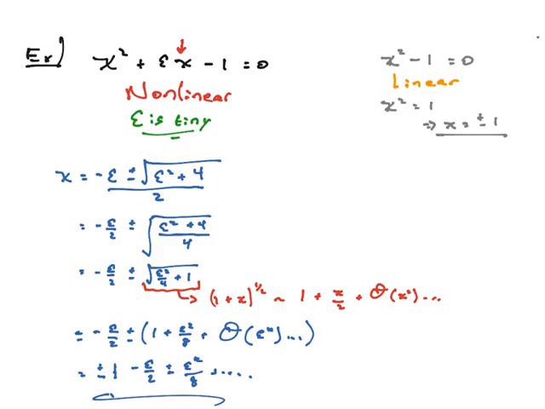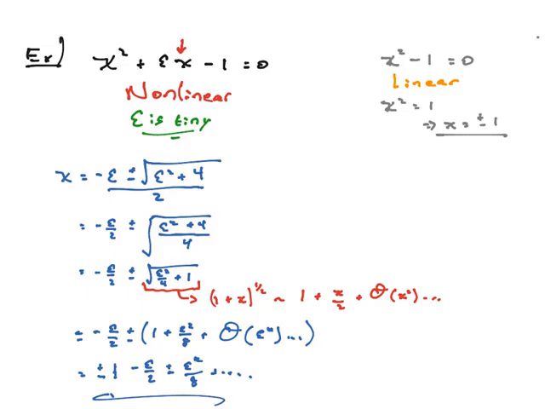So this was not the perturbation method. This was just solving a quadratic equation, and then I used a power series representation on the square root part. Now what we're going to do is solve this using the perturbation method, and we're going to see, do we match? Do we get the same answer?